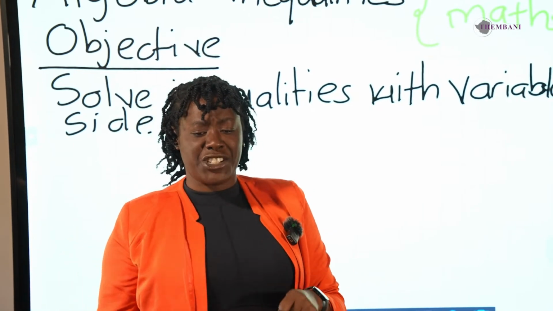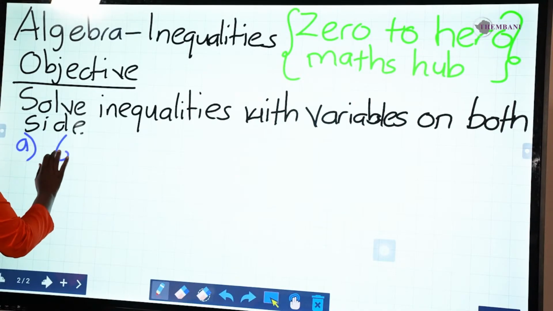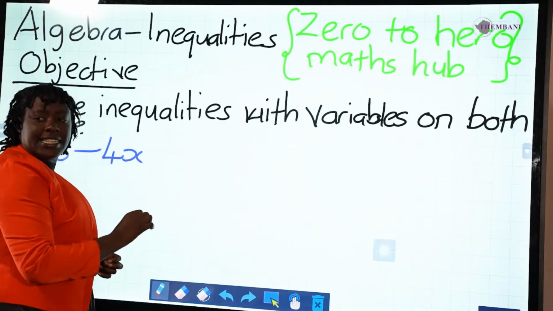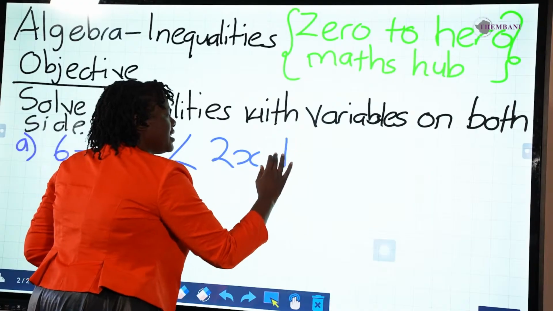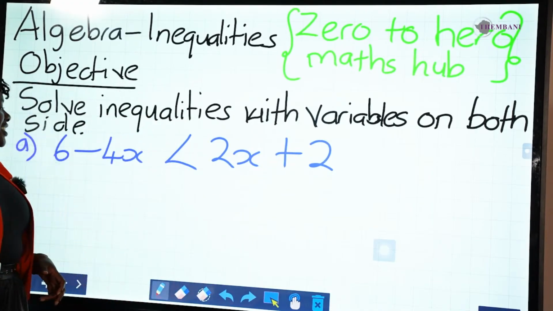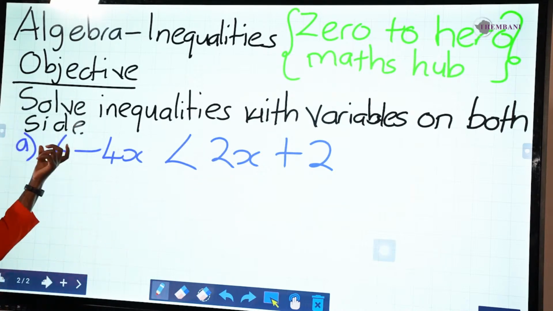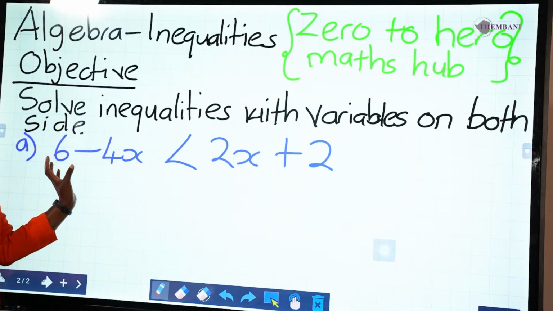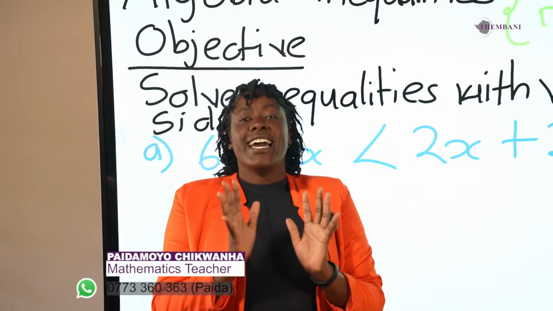So our first question will be, number 1, we have 6 minus 4x, and then we put our inequality sign here, where this is less than 2x plus 2. So notice that we have a letter this side, we also have a letter that side. We have a term this side and another term that side. We have a number 6 that side and a number that side. So what do we do? We group like and unlike terms.